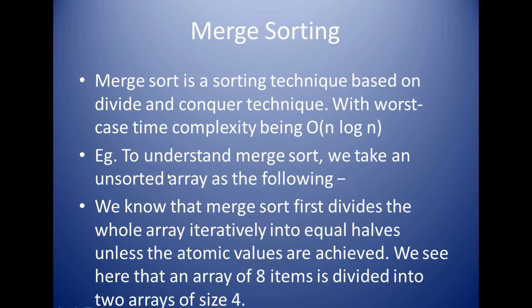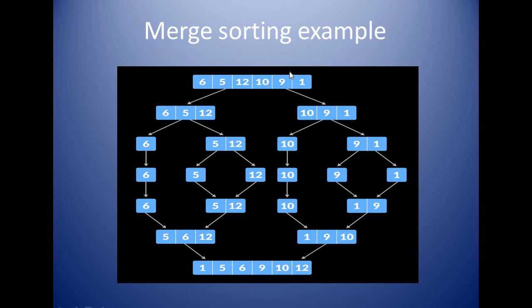Okay. To understand this merge sort, we have to take an unsorted array. In the example I will tell, this is one merge sorting example: 6, 5, 12, 10, 9, 1. This is an unsorted array. We have to arrange it in order, and the final answer will be the ascending order of that particular array. So first we have to divide the elements. Totally 6 elements are there. We divide them as 3 and 3. So 6, 5 and 12 on the left hand side, 10, 9 and 1 on the right hand side.